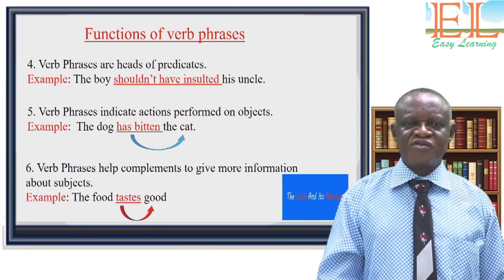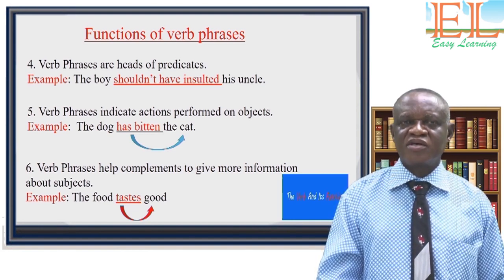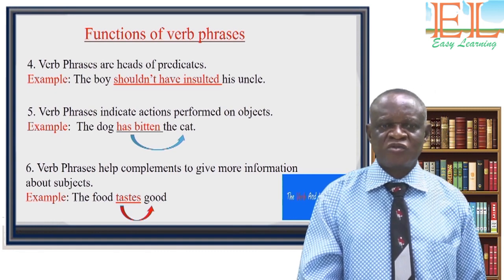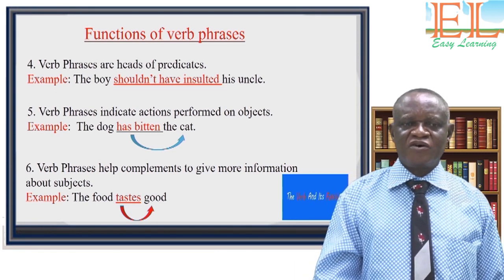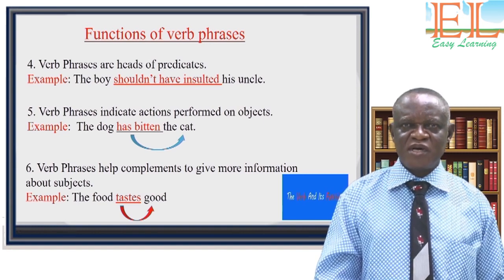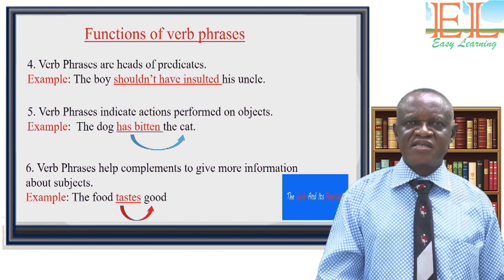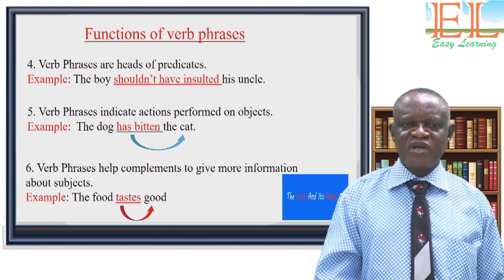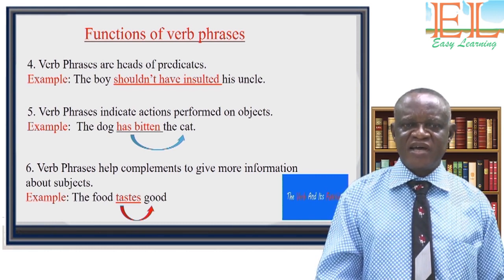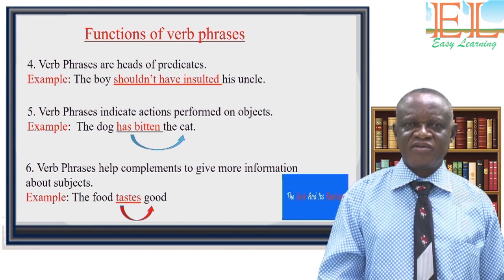Six, verb phrases help complements to give more information about subjects. What we have on the slide is "The food tastes good." The subject is food, and we have the verb phrase as taste, and we have a complement there providing information about the subject.